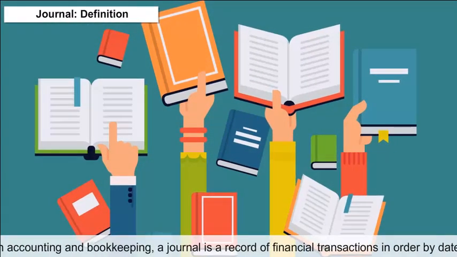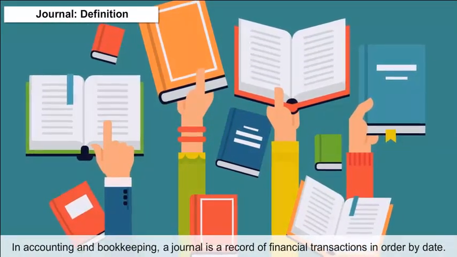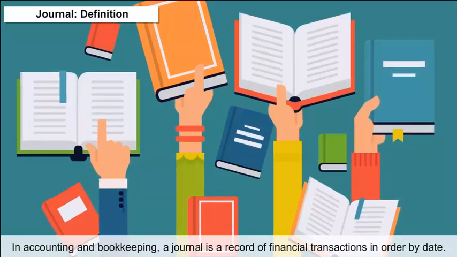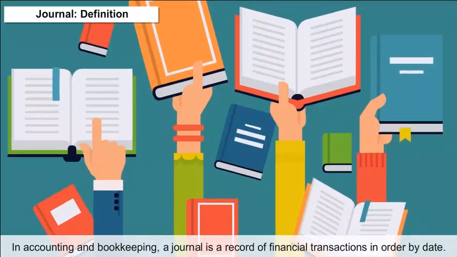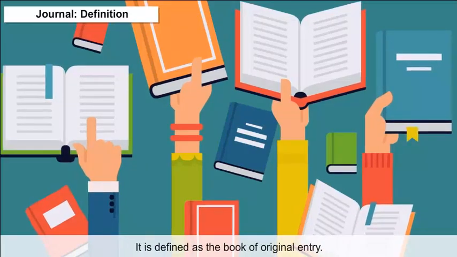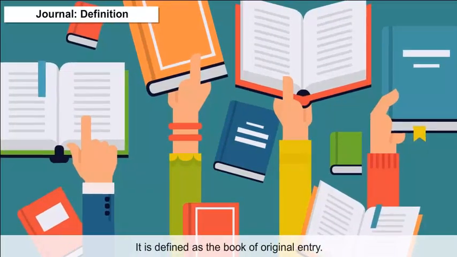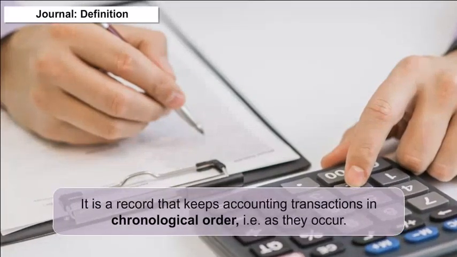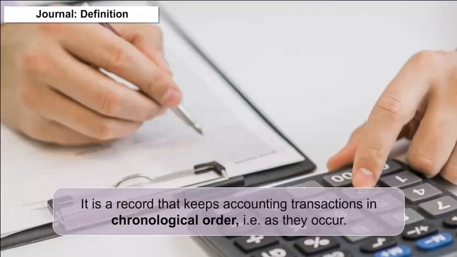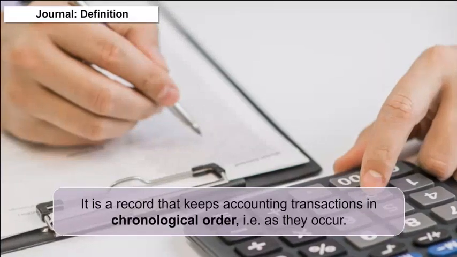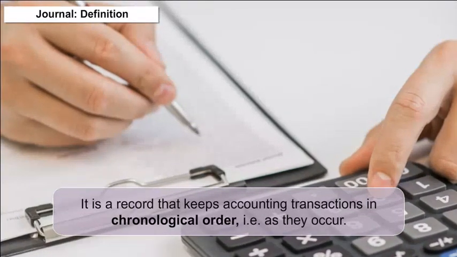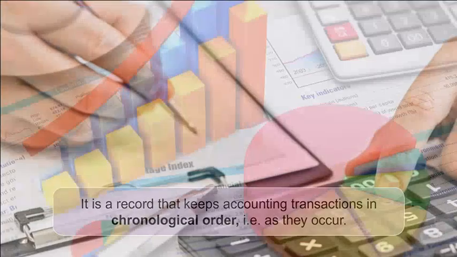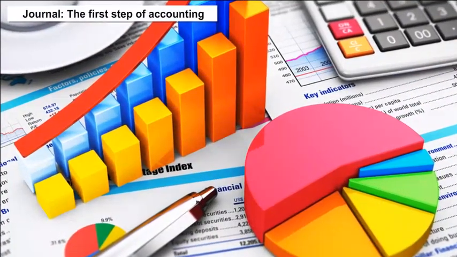Journal. Definition. In accounting and bookkeeping, a journal is a record of financial transactions in order by date. A journal is often defined as the book of original entry. In other words, a journal is a record that keeps accounting transactions in chronological order, that is, as they occur. Journal: the first step of accounting.